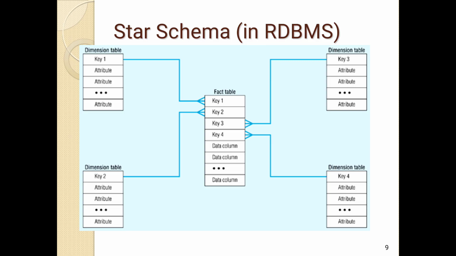Here you can see the structure of the star schema. In the center you have the fact table, and on the corners we have the dimension tables. So the key value of each and every dimension table must be stored in the fact table. Yes.